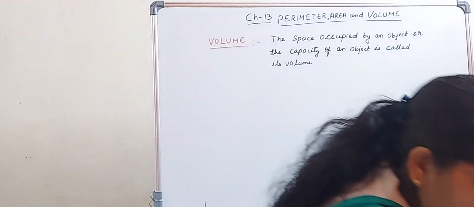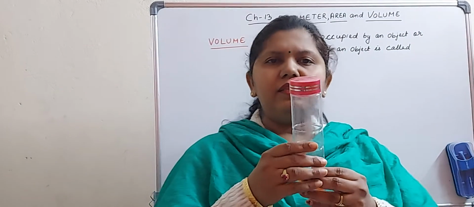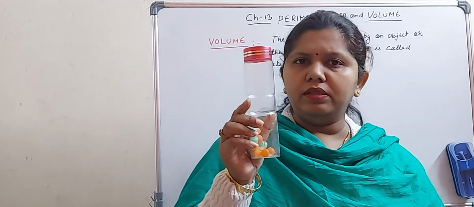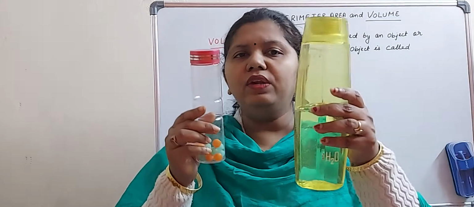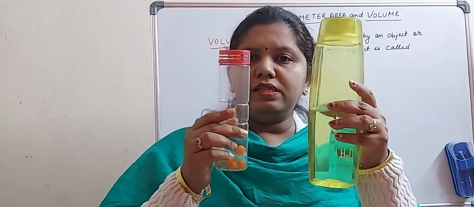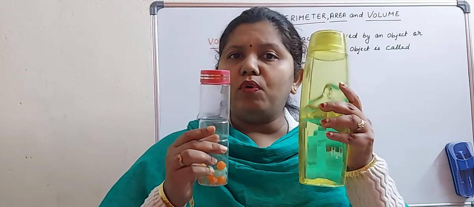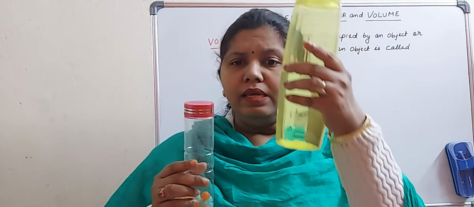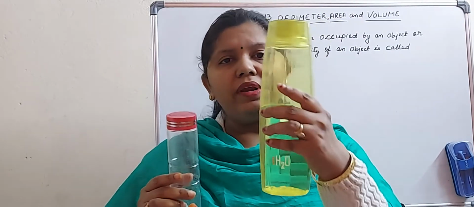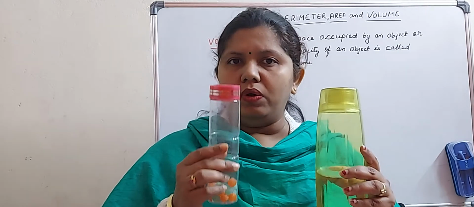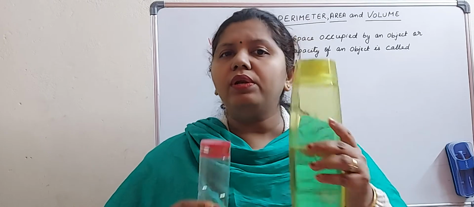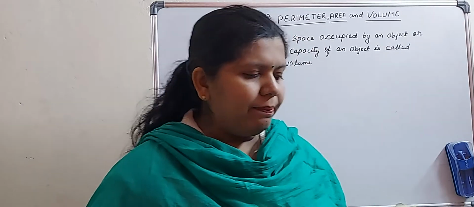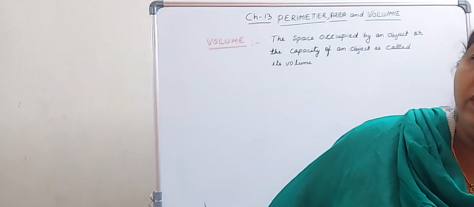Suppose I will take this example. You can see this is a bottle. Okay. This is a bottle and this is another bottle. Can you see the size of this bottle and this bottle? Which one has got more capacity? Obviously, this bottle is having more capacity than this bottle. Okay, so that means volume of this bottle is more than this. So capacity is something which has to go with volume.